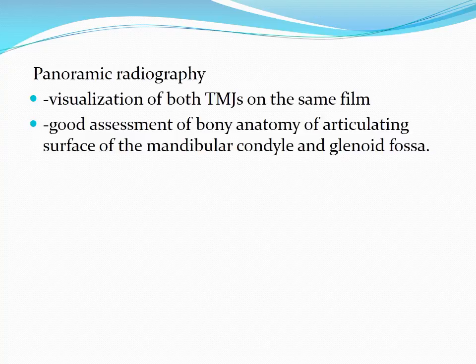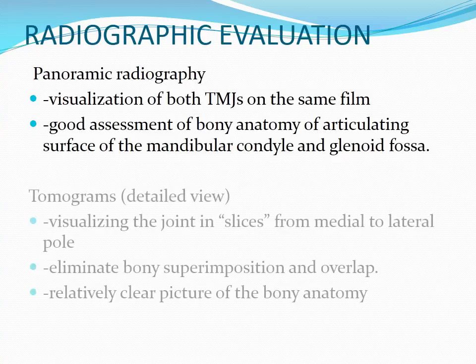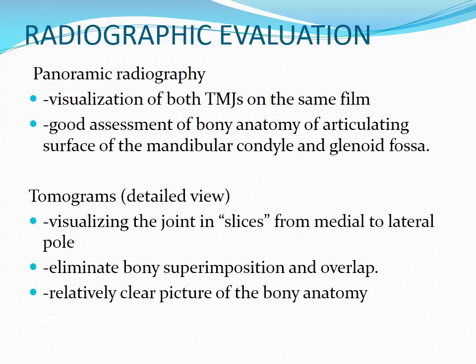Then radiographs may be necessary. When we take a panoramic X-ray, this shows the jaw, the left and the right side of the jaw. Then you'll be able to view the bone, the mandibular condyle and the glenoid fossa. Then tomograph, the tomographs show details and they occur in slices.